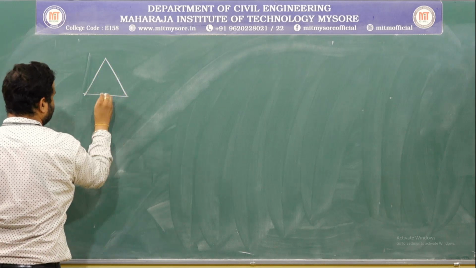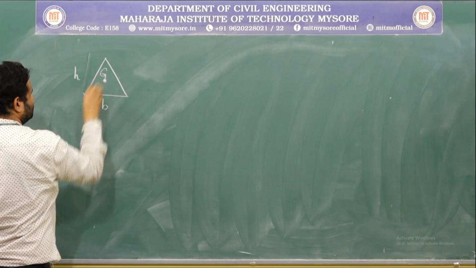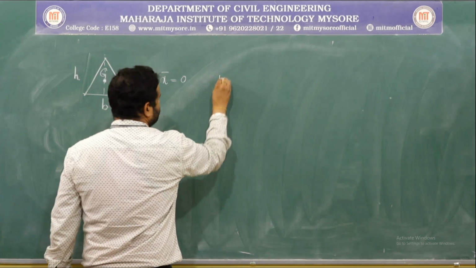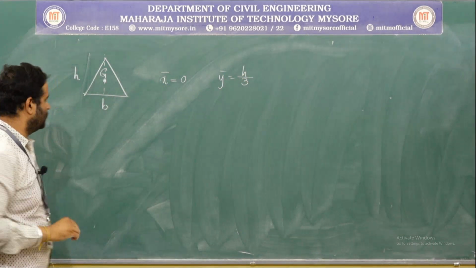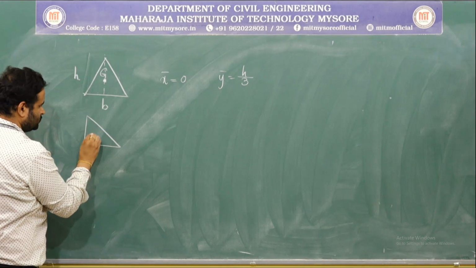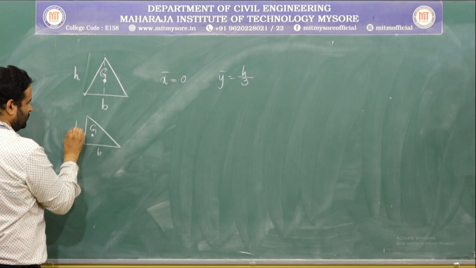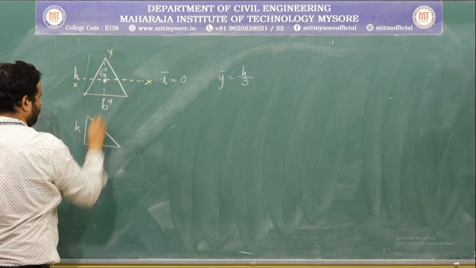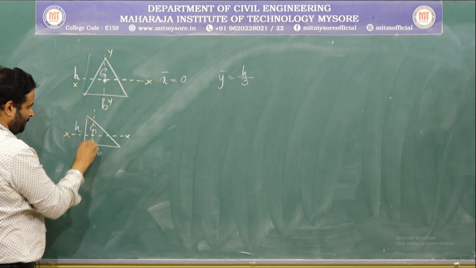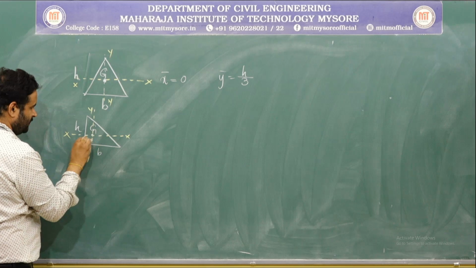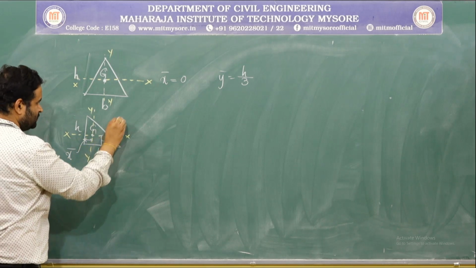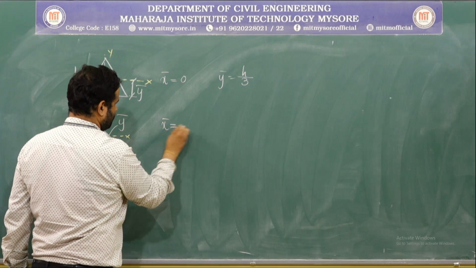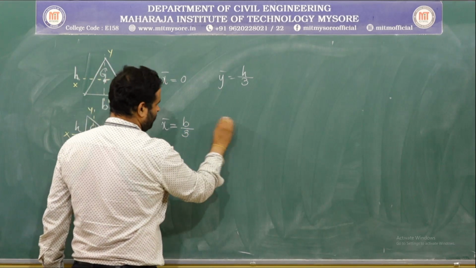So we started with a triangle of base B and height H. So this is where the G is located. Its X bar is equal to 0 if it is symmetrical, and its Y bar is H by 3. What if we consider a right angle triangle? So the centroid lies somewhere here, which is capital G, base, height. So this will be XX, this will be YY, and this will be its X bar, and this will be its Y bar. So that is given by X bar is equal to B by 3 and Y bar is equal to H by 3.